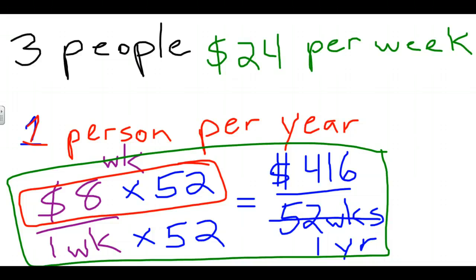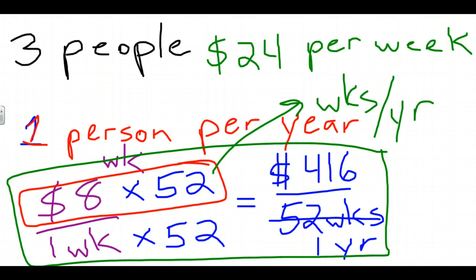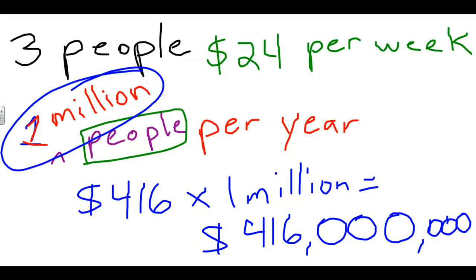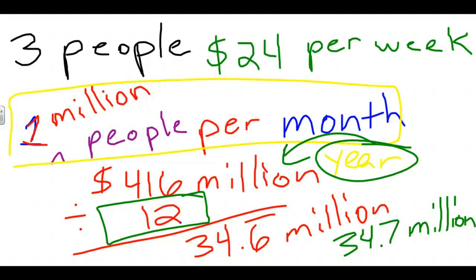Multiply that by 52 weeks in a year and end up with $416 per year. Take that $416 and multiply it by a million to get the million people cost, or million people income for the company, which is $416 million. And then finally, divide that cost by 12 because there are 12 months in a year to get about $34.7 million per month for the company for 1 million people.